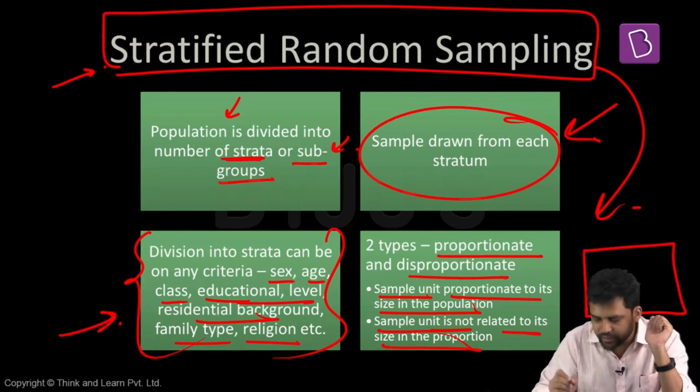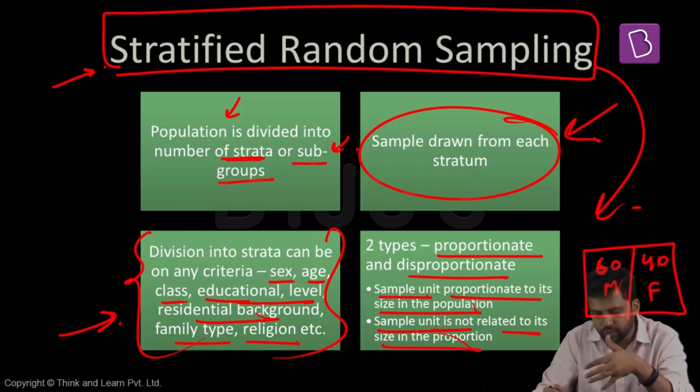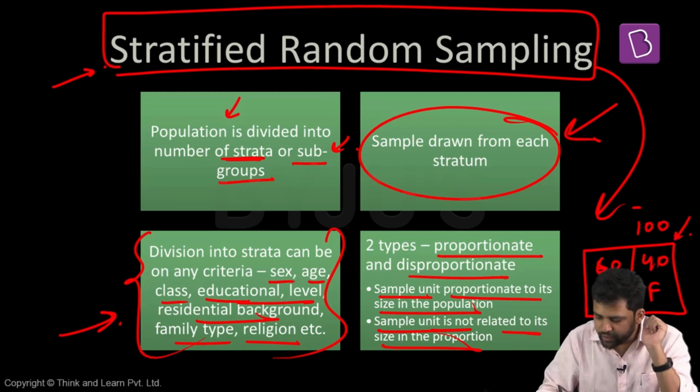For example, let's say this is the population, and let's say it has 60 males and 40 females. This is the entire population. Now we have two strata on the basis of sex, male and female. 60 males and 40 females are there. Now let's say we have to create one sample here. The population is 100, and let's say we create a sample of 10.